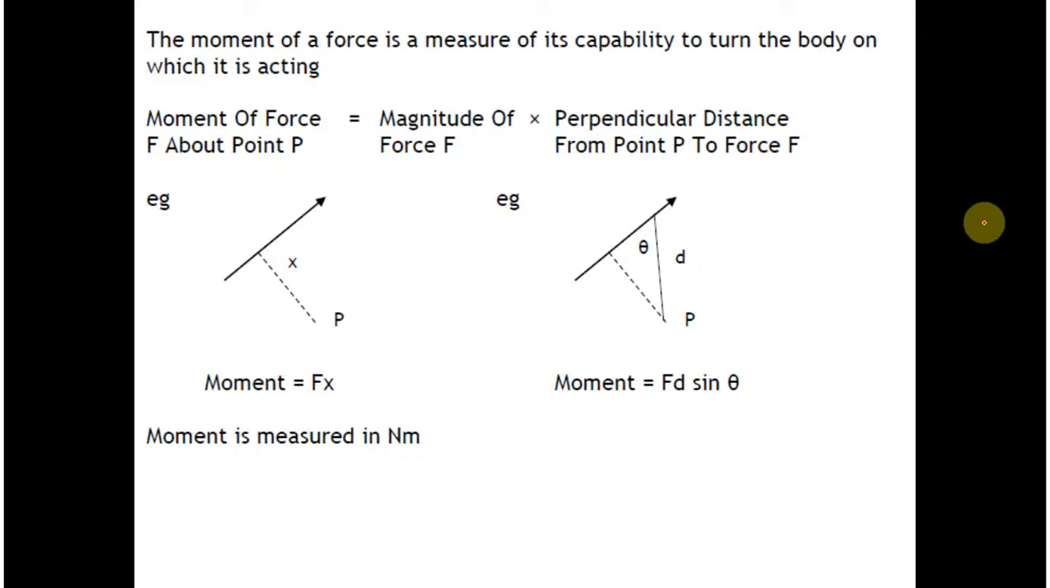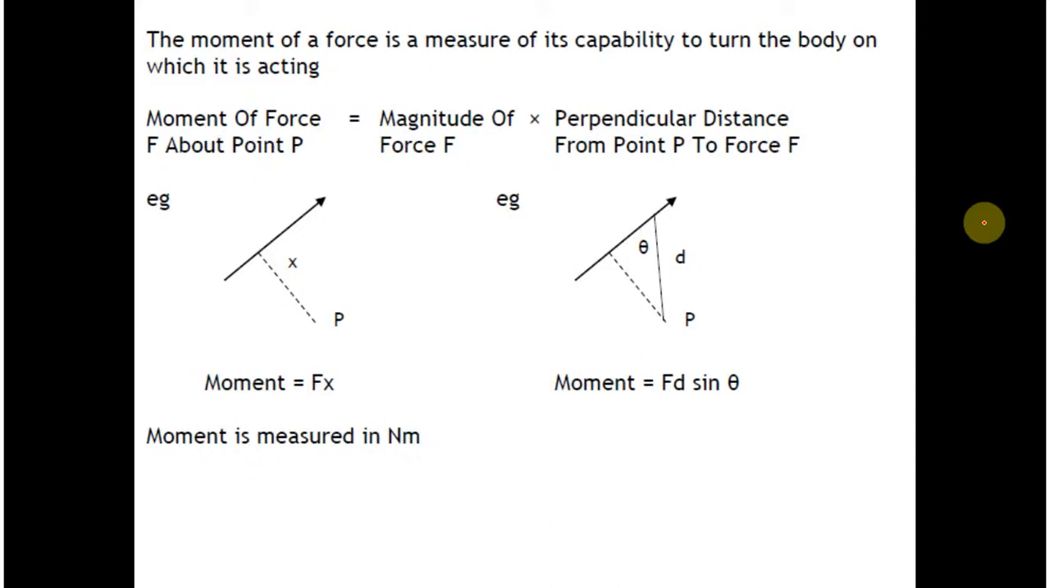The moment of a force F about a point P is equal to the magnitude of the force F times the perpendicular distance from the point P to the force F. So, for example, if you know the perpendicular distance is x from the point P to the force F, then the moment is equal to F times x.